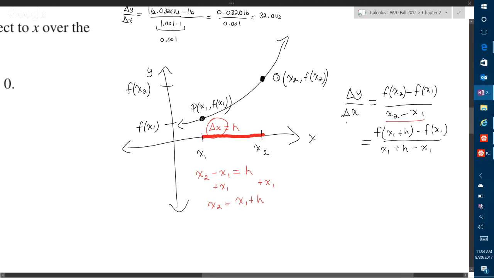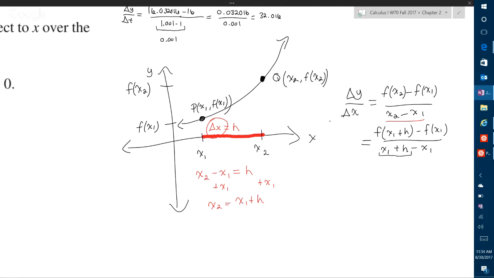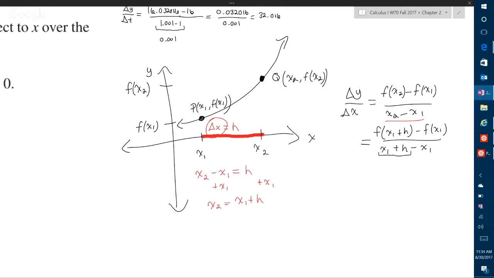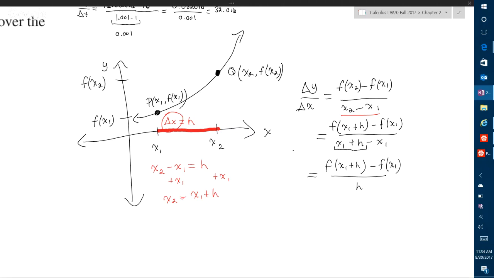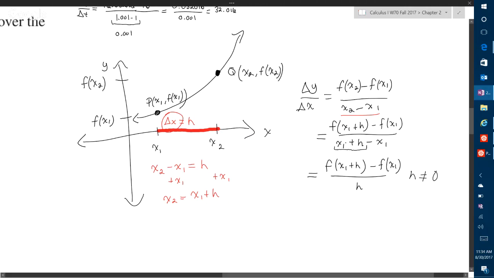So the x1s are gone, they cancel out. This is where x2 used to be, and I replaced it with its definition, x1 plus h. So it's just going to be h by itself on the bottom. So to simplify this further, we have f of x1 plus h minus f of x1, all divided by h, which is the definition that they give us. And of course, h cannot be equal to 0. And I've shown you why h can't be 0. You've seen what happens. It's undefined.